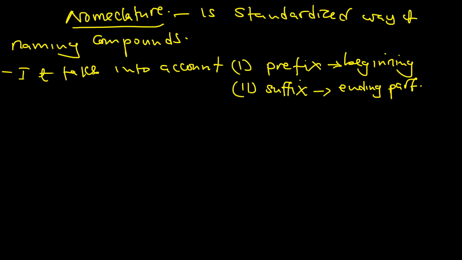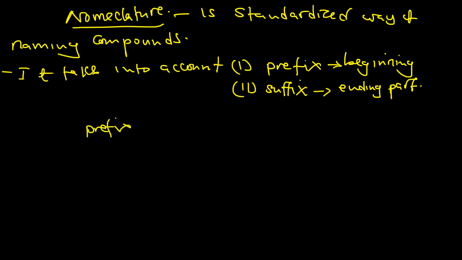We said the prefix is what is found at the beginning of the name, and this is determined by the number of carbons in the compound. By the suffix, we are looking at the ending part of the name, and this comes from the family where this compound is coming from. Okay, so let us look at the prefix.